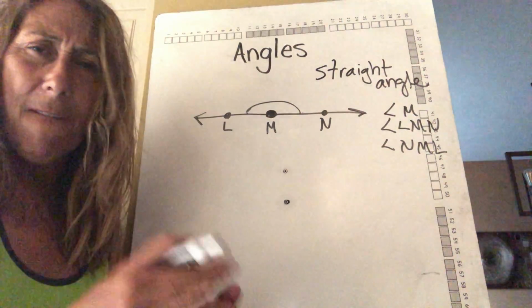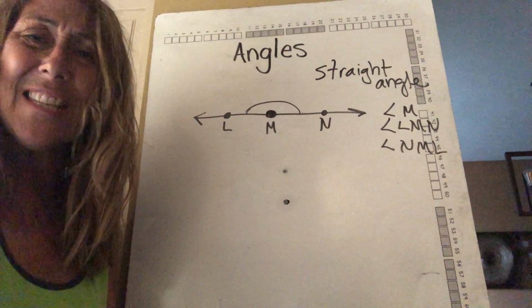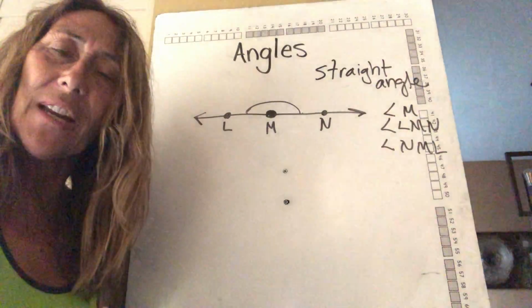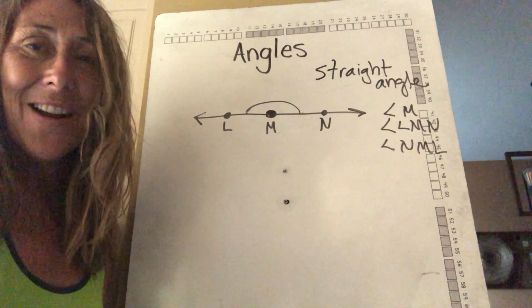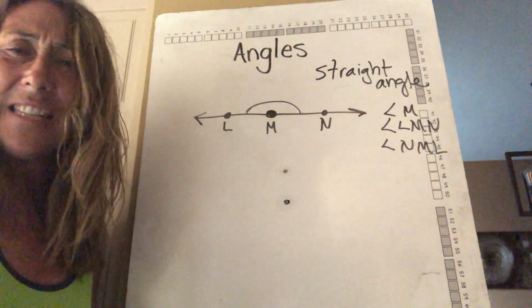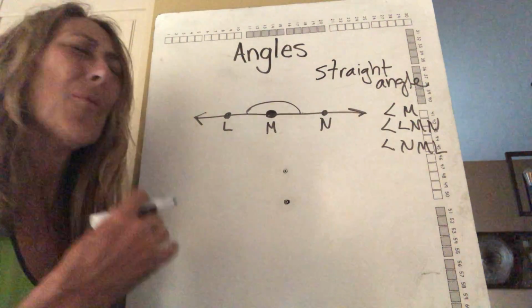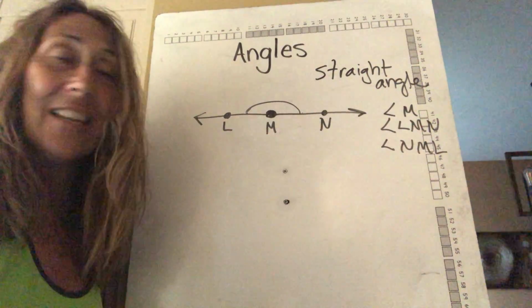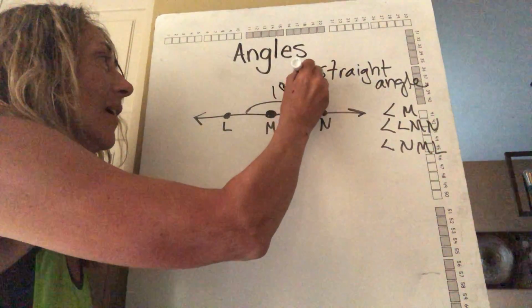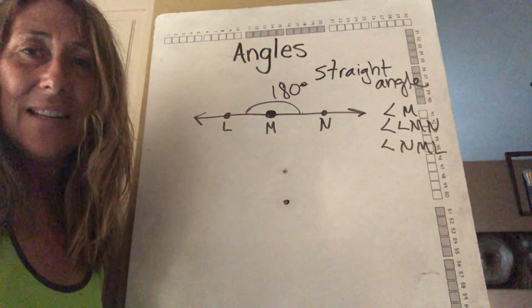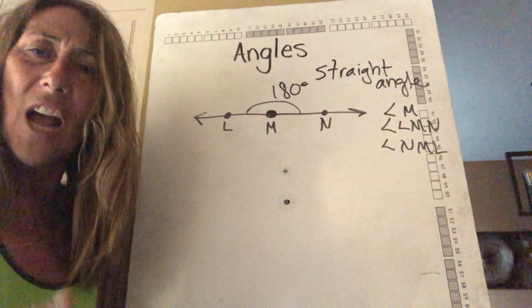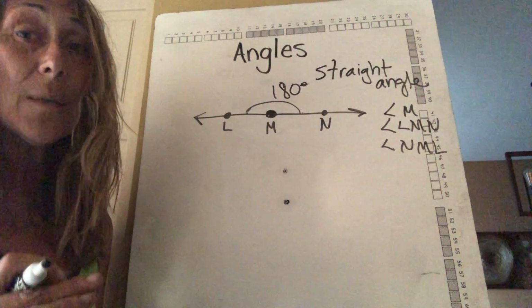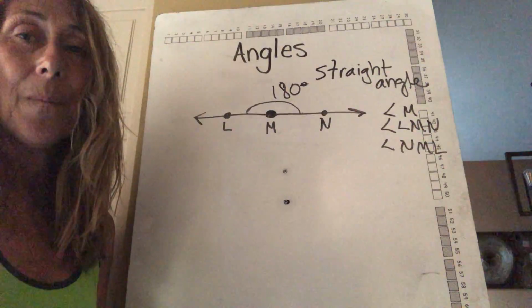And remember I said every angle is a piece of that 360 circle? This looks like half of it. So I'm wondering if you could guess what the degrees are on that. I didn't make it all the way around with my 360. I only made it halfway around, so this angle is 180 degrees. So angles are measured in degrees. What fraction or what part of a circle?